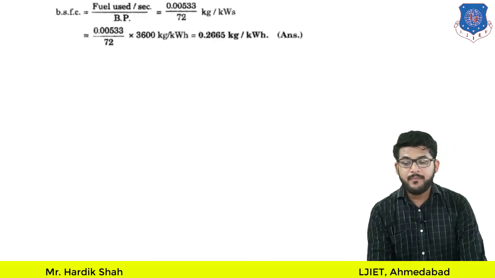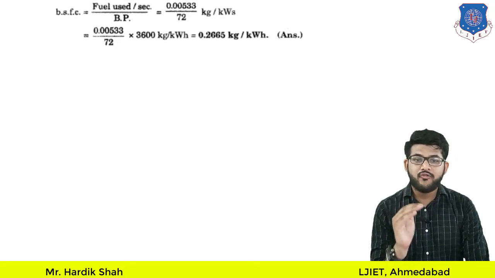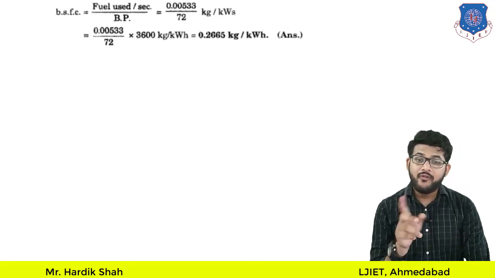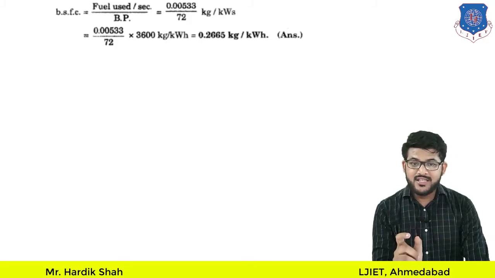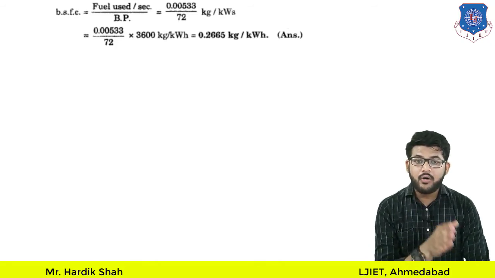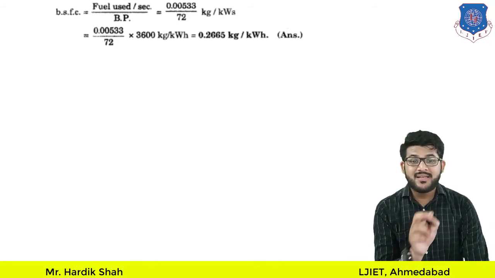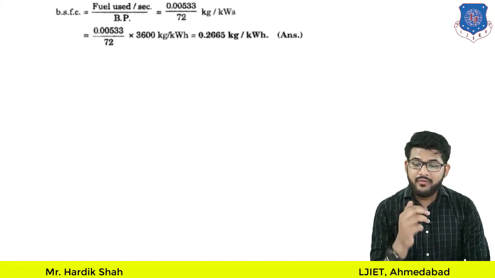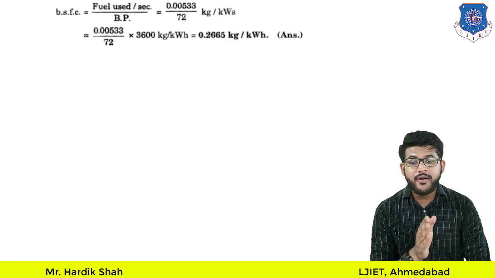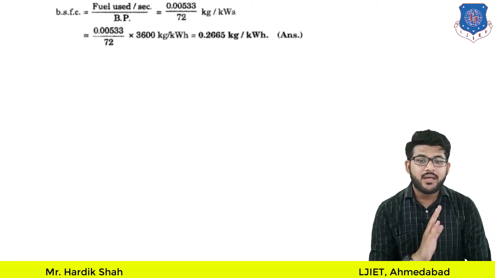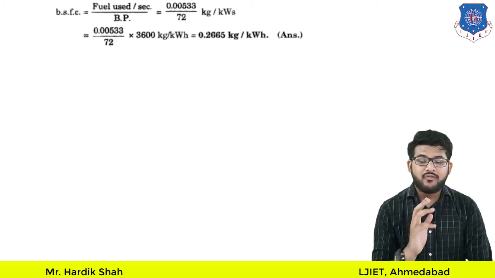Okay, and what will be the answer? The answer will be 0.0533 upon 72. We need to find it in kilogram per kilowatt hour. It is found in seconds, okay, in kilogram per second. So we need to convert it to an hour basis. So 60 into 60 will be added, so we will multiply it by 3600. So the final value will be 0.2665 kilogram per kilowatt hour. Okay, so that was the second answer.